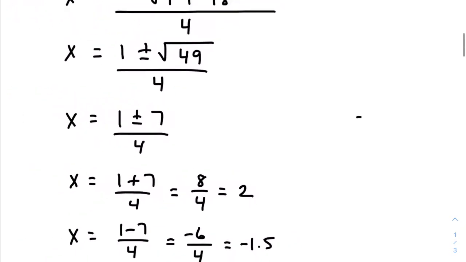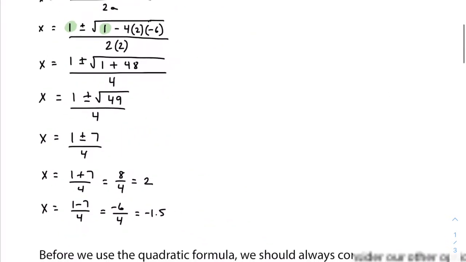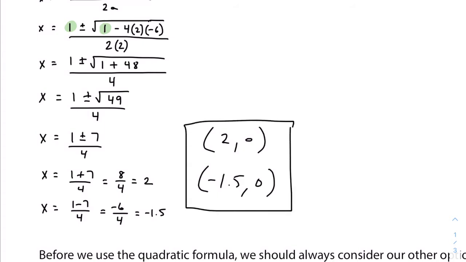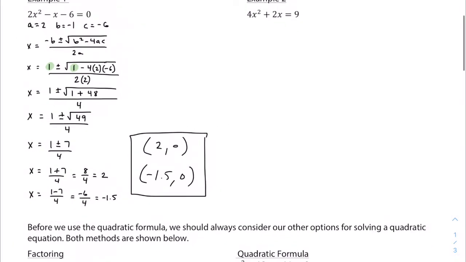All right, so we have our 2 and our negative 1.5. So we know that our two solutions, or the 2 points where this graph crosses the x-axis, are (2, 0) and (negative 1.5, 0). All right, so there we go. Now, this one, we could not have found the answer by factoring.